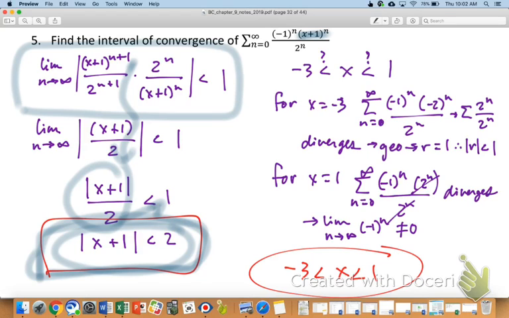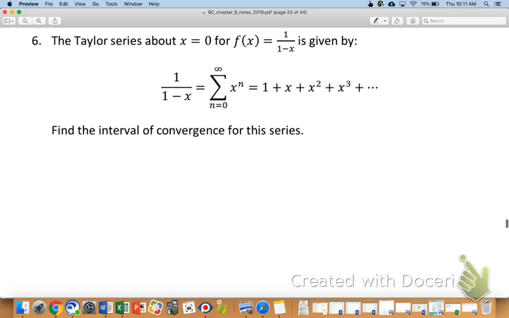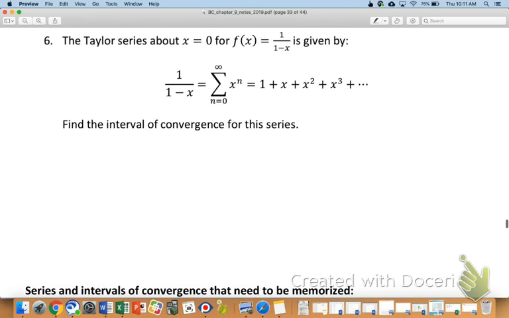Okay, so let's see if you can recognize this next one. If you recognize it, this could go by fast. If you don't, it might take you a few more minutes. This will be our last one for the day, and it's number 6. Find the interval of convergence for sigma x to the n. Anybody recognize what kind of series this is? Maclaurin. Yes. Even more specifically, it's got a name. Geometric. It's the geometric series.